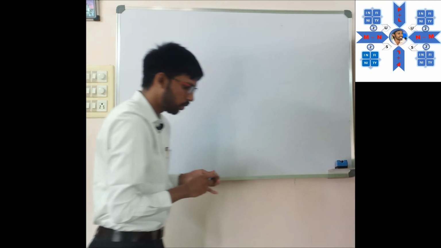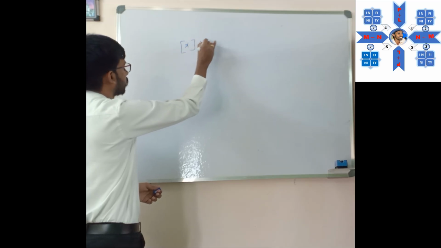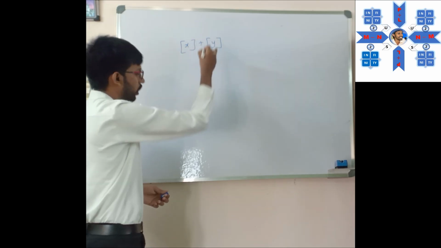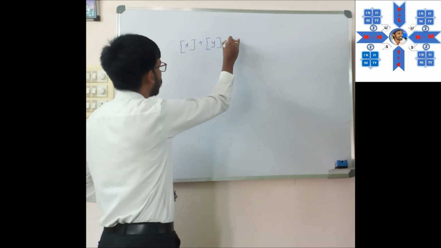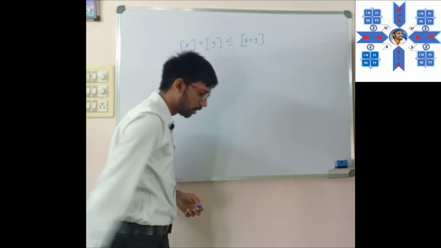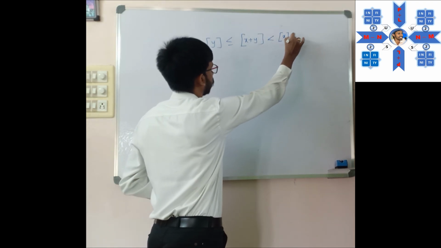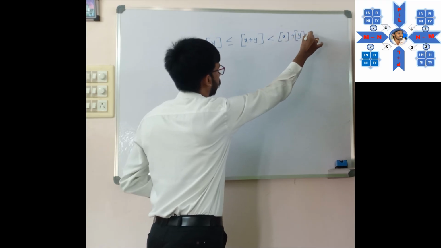So now we are moving into a very important theorem. The greatest integer function of x plus greatest integer function of y is less than or equal to greatest integer function of x plus y, which is strictly less than greatest integer function of x plus greatest integer function of y plus 1.